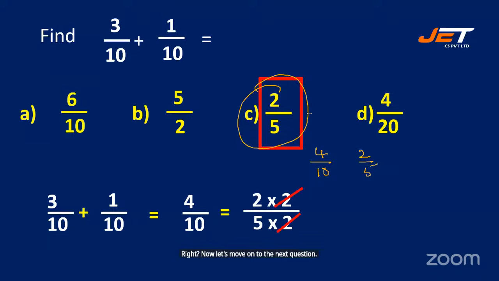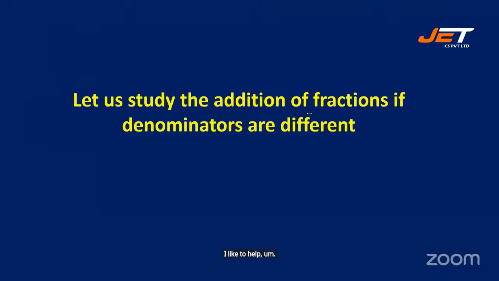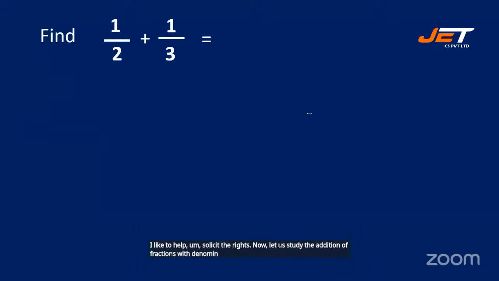All right, so how the answer is being right. Now let us study the addition of fractions. Denominators are different. Right, so when the denominators are same, what did we do? We just added the numerator and easily we got the answer. But here, now, how do we add when the denominators are different? Right?